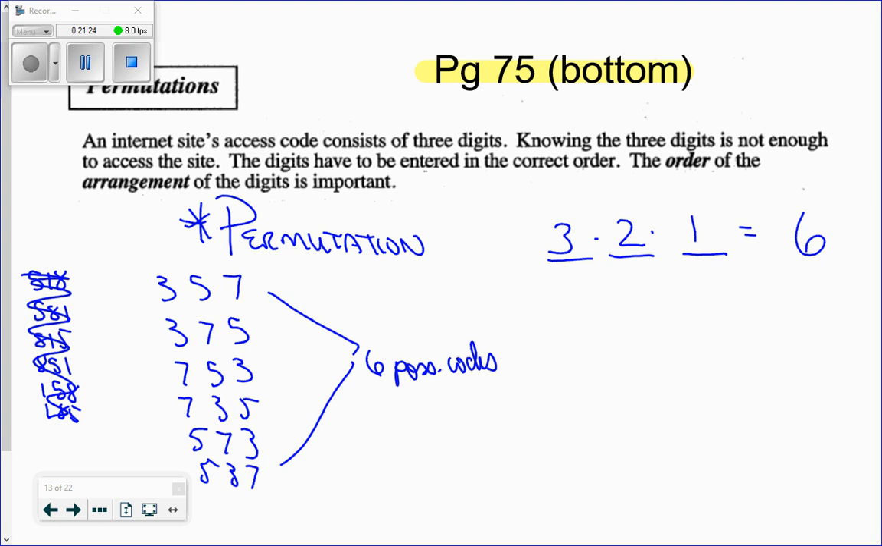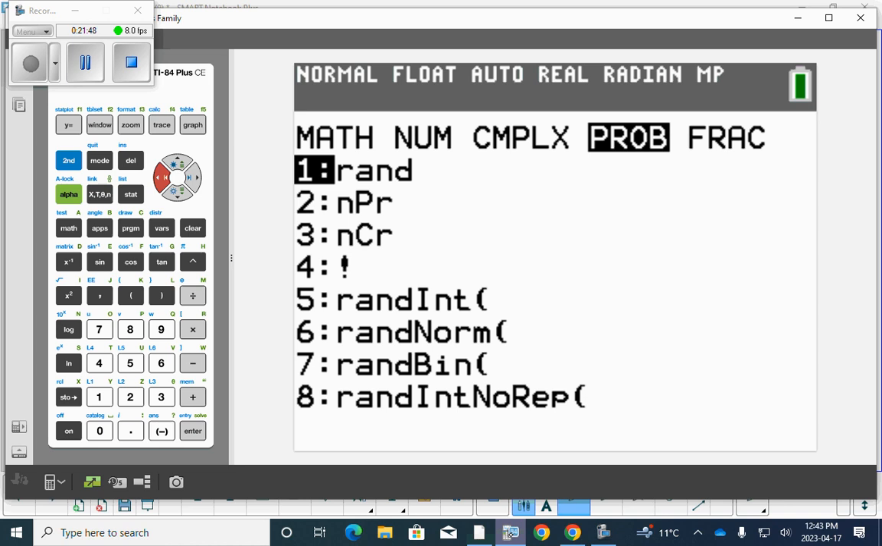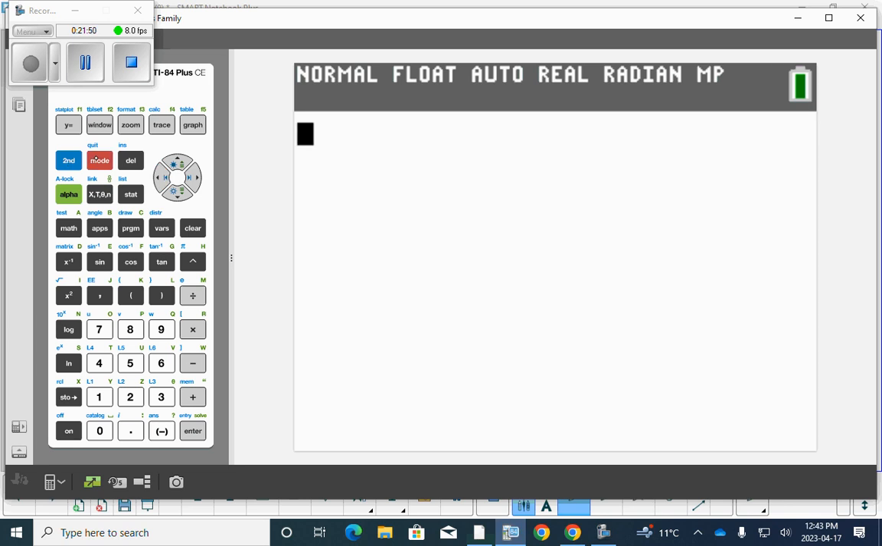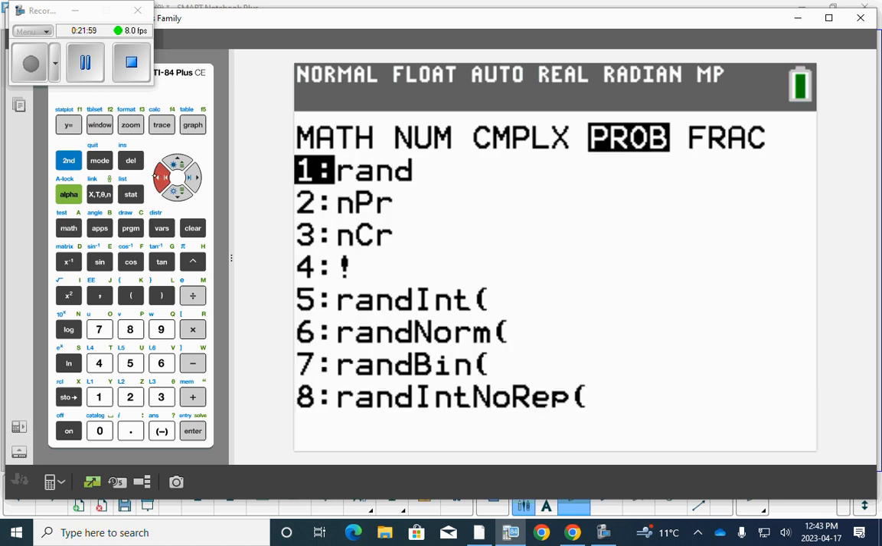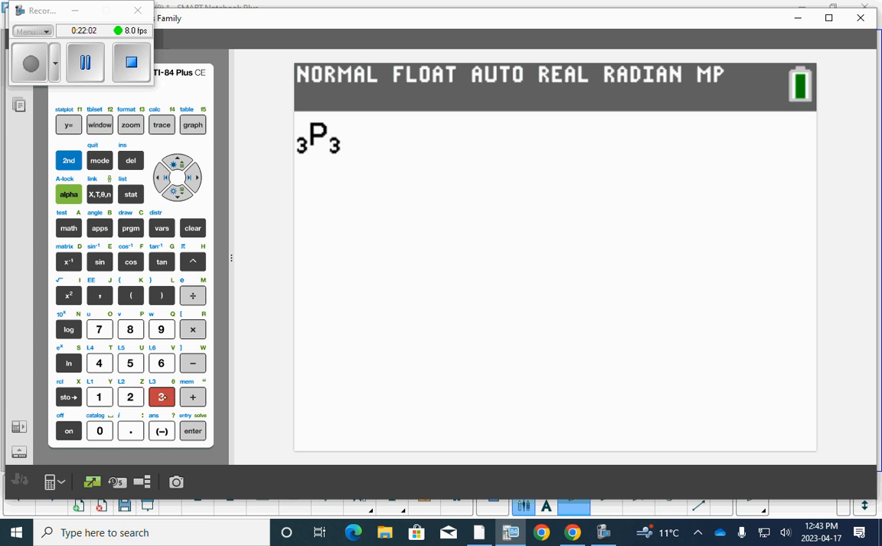Now, let's apply this to what we just did. Do your blanks count down by ones? Yes. So you've got 3 numbers to pick from, and it's a permutation of all 3 numbers. So it's 3P3. On your calculator, you hit the number 3, you go math, probability, pick number 2, and then you hit the number 3 again. And you get out 6.